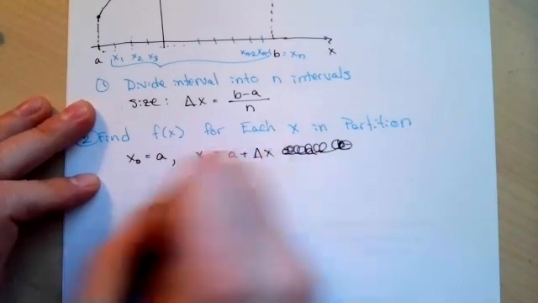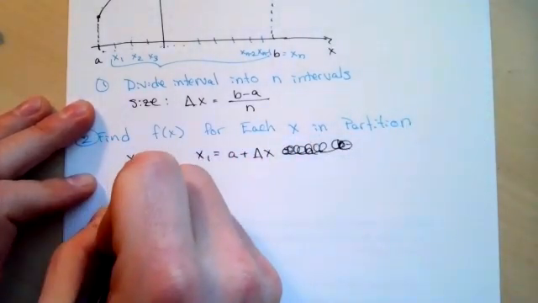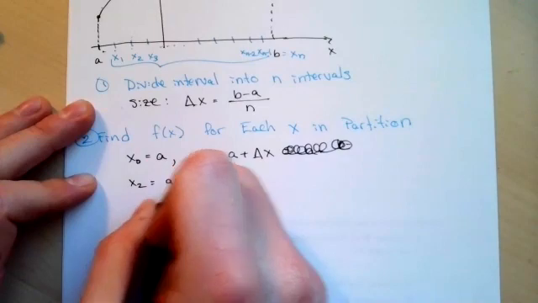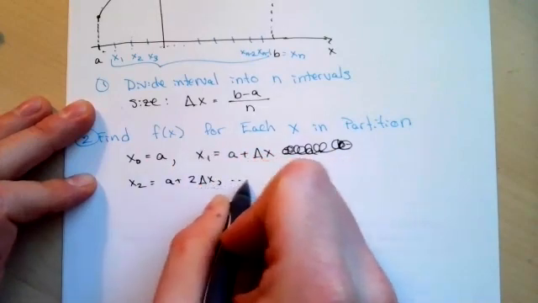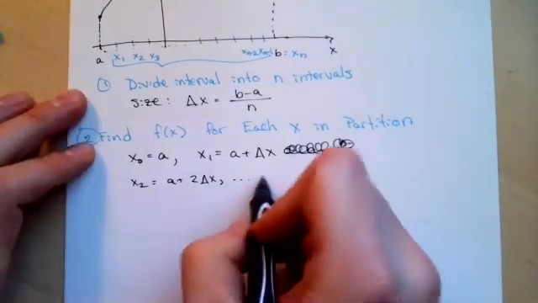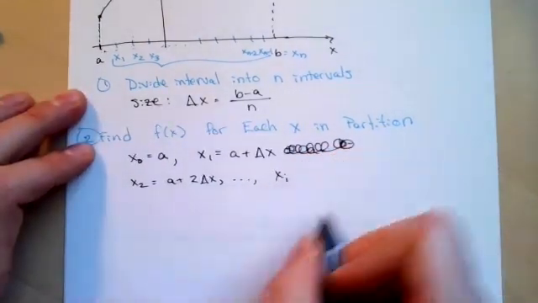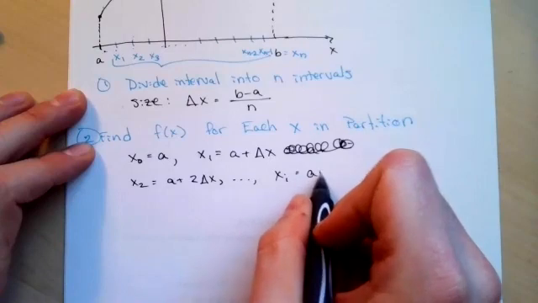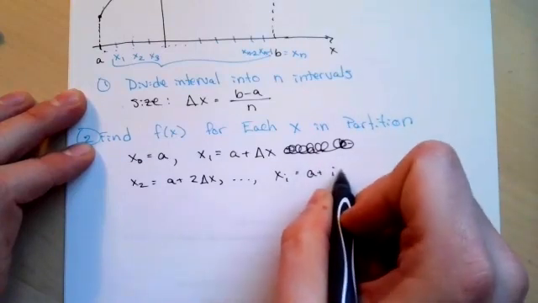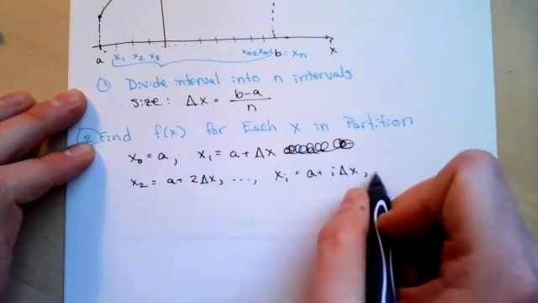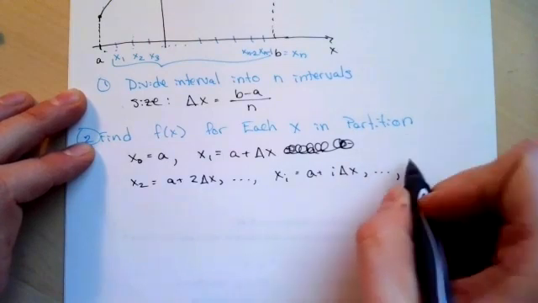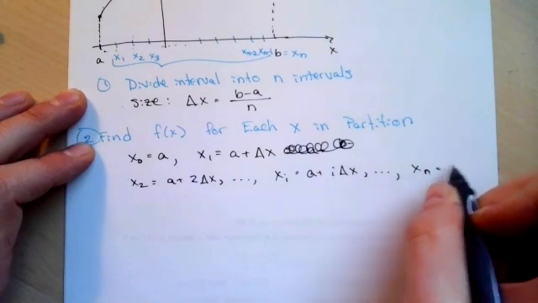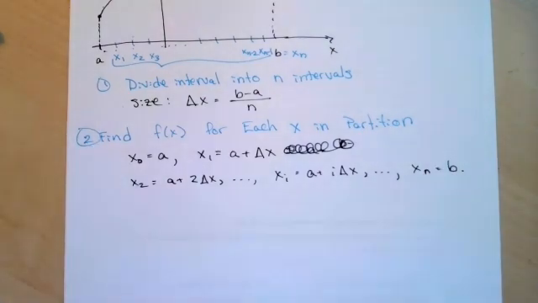And so of course then our x2 is a plus 2 times delta x. It's going to keep going and going. So for a given index i, it's a plus i times delta x. And you can keep going and find that our xn will end up being b.